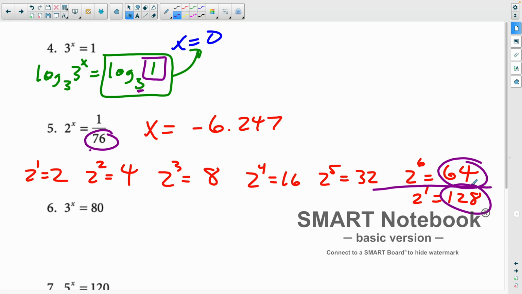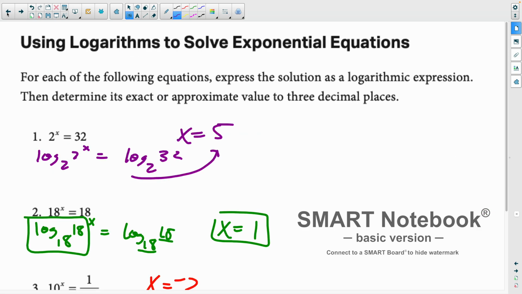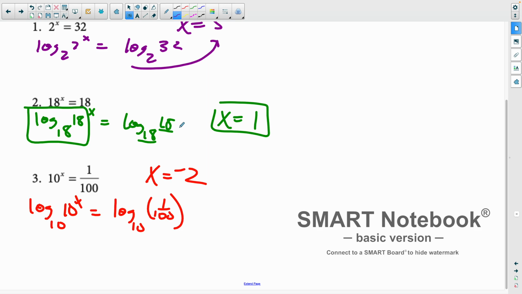Same thing over here. This one right here, number 3, if I was going to do this one by hand, I think of it as being 1 over 100. How many 10s does it take to get 100? 10 times 10, 2 of them. So 10 squared is that, but it's a fraction, so it's negative 2.